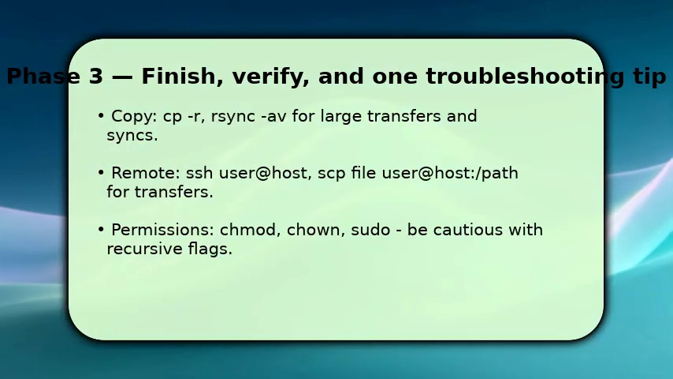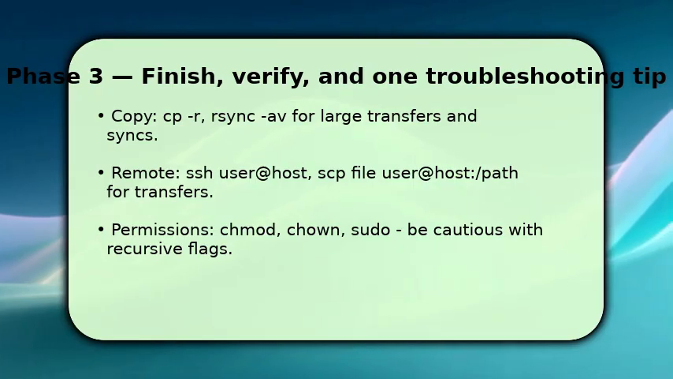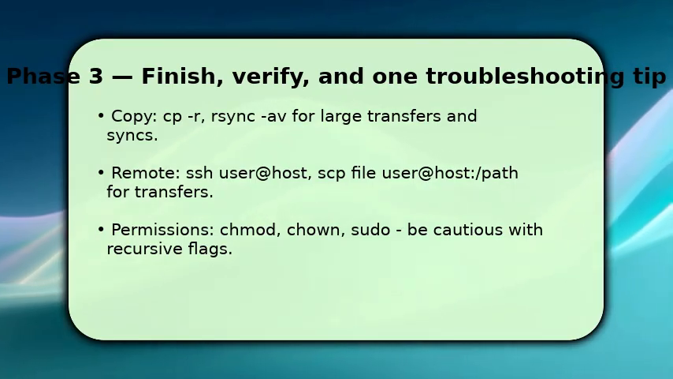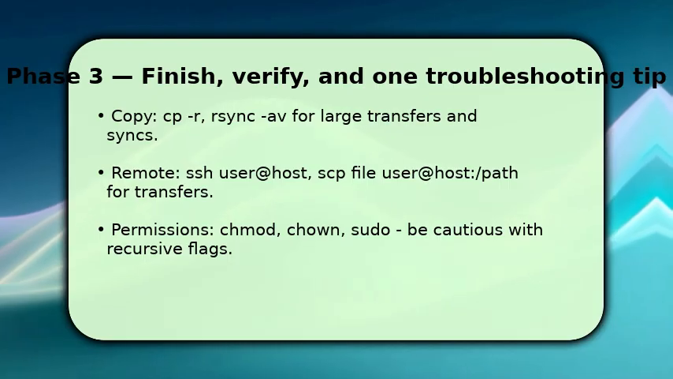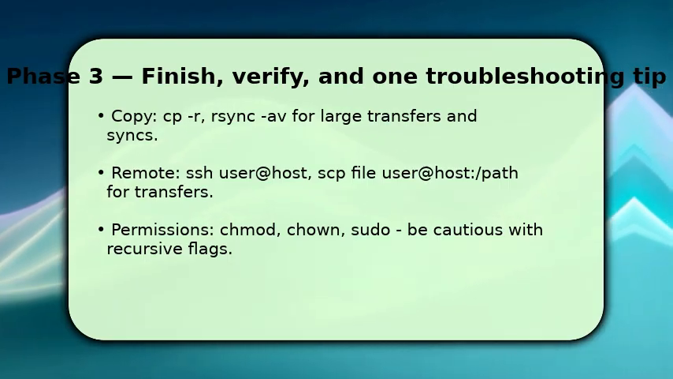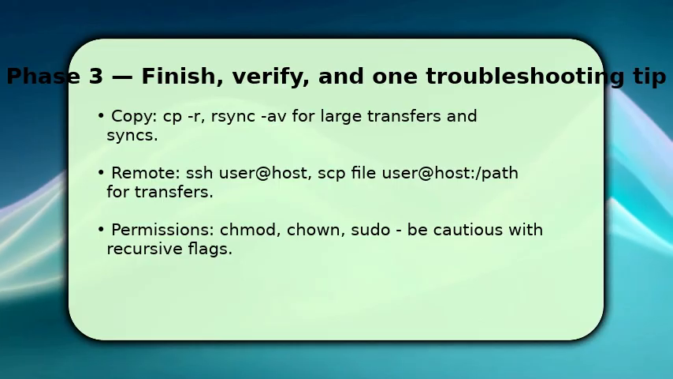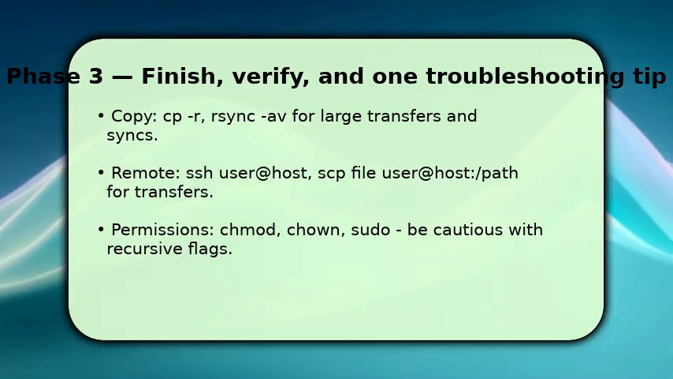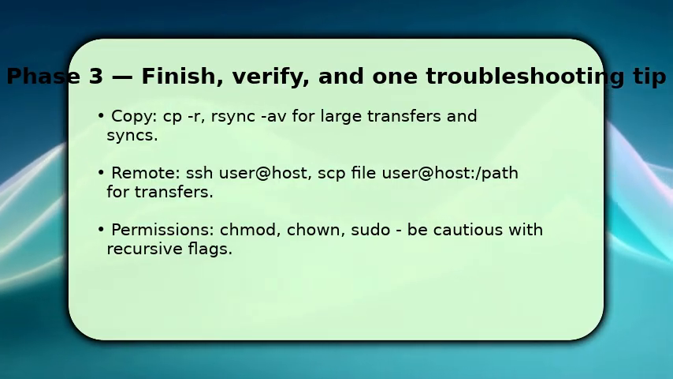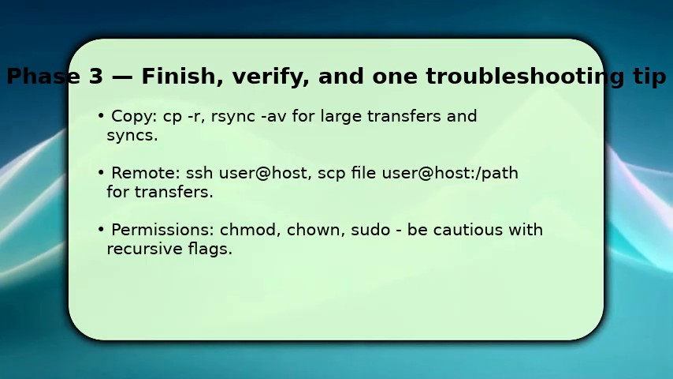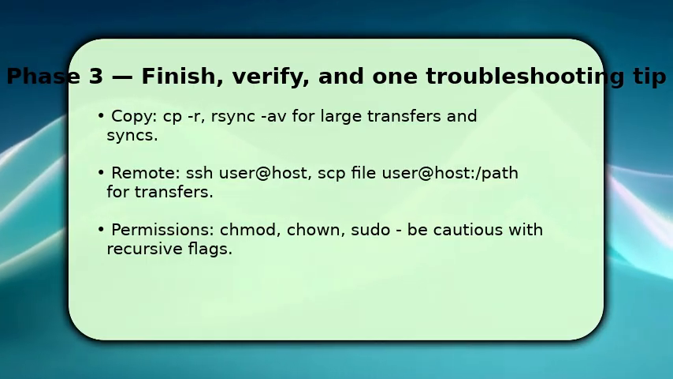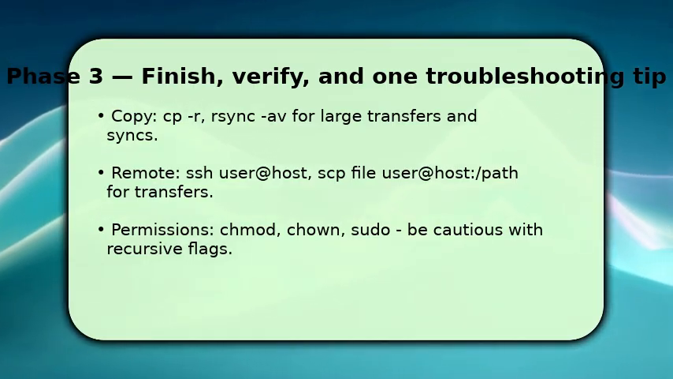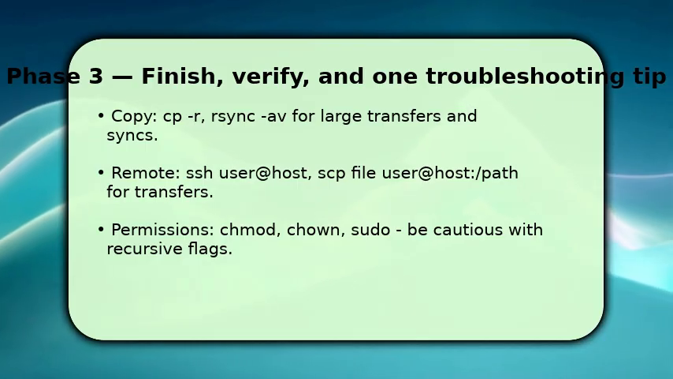You finish by moving data and locking down access. Use rsync -av for reliable syncs and cp -r for simple copies. Rsync preserves timestamps and reduces bandwidth. For remote work, connect with ssh user@host and transfer files with scp or rsync over SSH. Finally, set correct permissions with chmod and chown. Avoid chmod -R 777 because that opens everything.